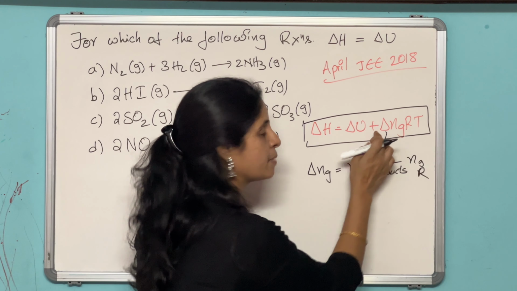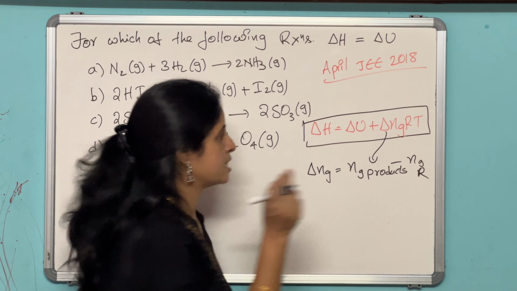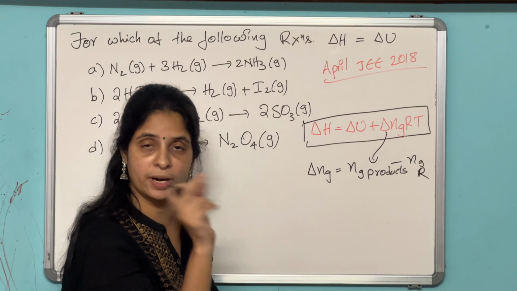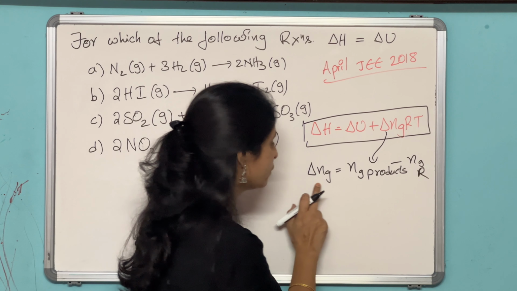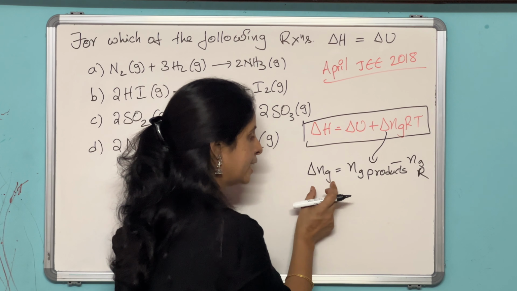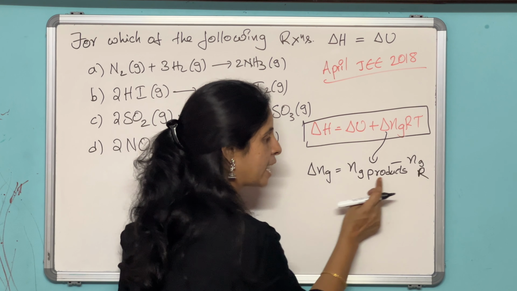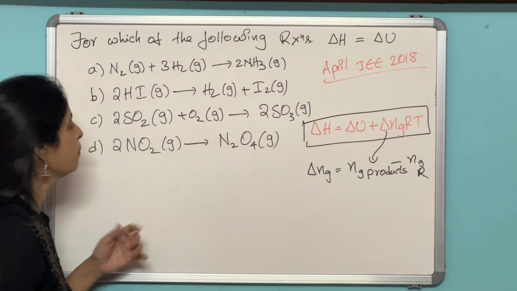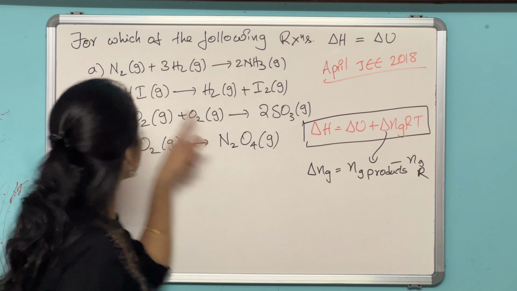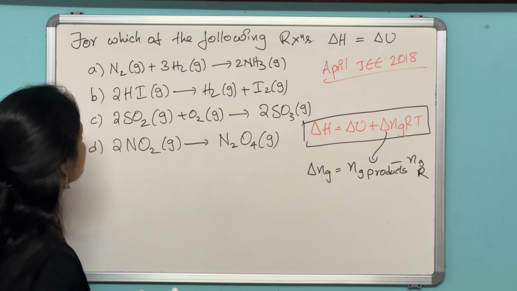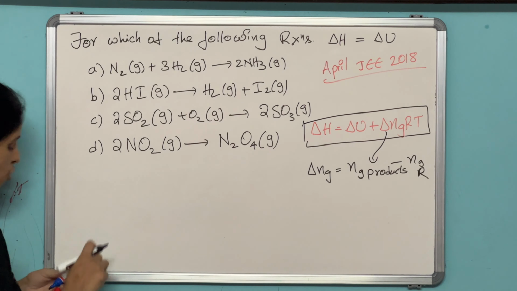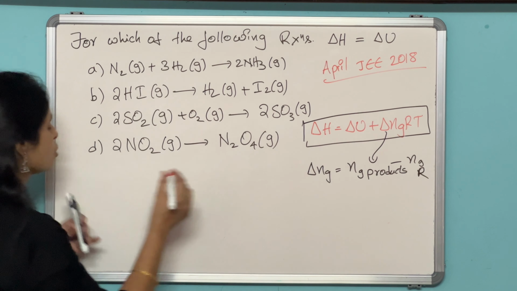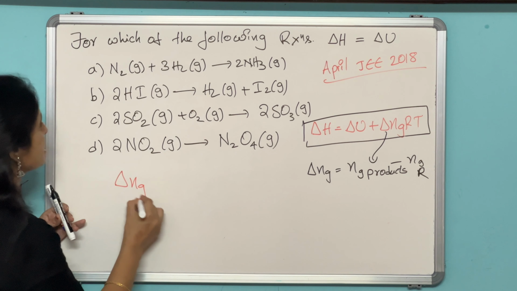Delta means a small change. N means number of moles. G means gaseous products and gaseous reactants. So how do you calculate delta Ng? Number of moles of gaseous products minus number of moles of gaseous reactants. Now we'll calculate first for each and every equation. Four equations are given, no? So for these four equations, we will calculate delta Ng first.